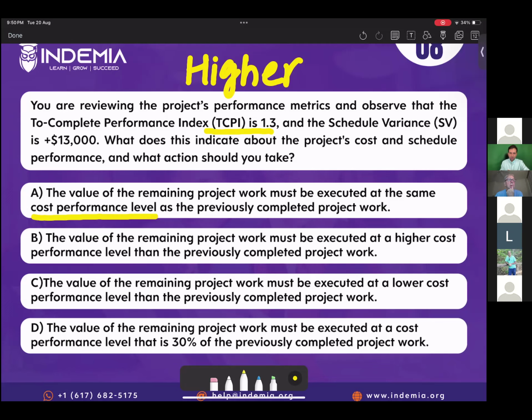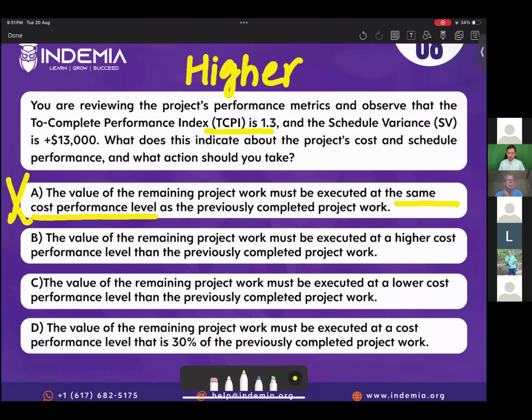Option A says the value of the remaining project work must be executed at the same CPI as the previously completed project work. So if you're already over budget, please pay attention. If you're already over budget, as in this case with TCPI, if you remain at the same efficiency level, you won't be able to complete the work. So TCPI 1.3 means you are already over budget. If you stay on the same cost performance level, you won't be able to complete the project. So A can't be the right answer, right?